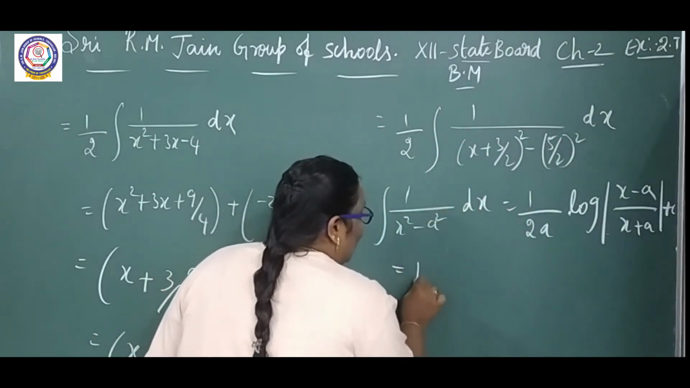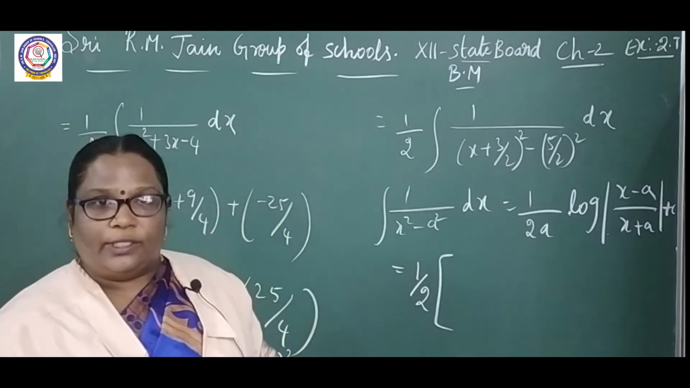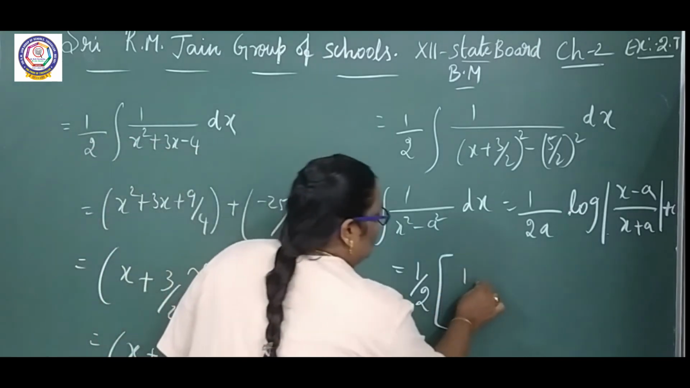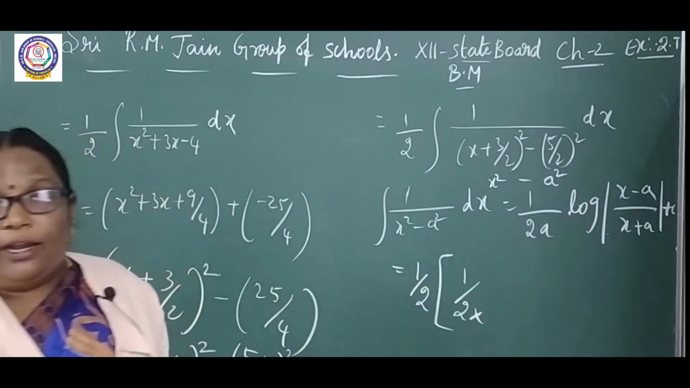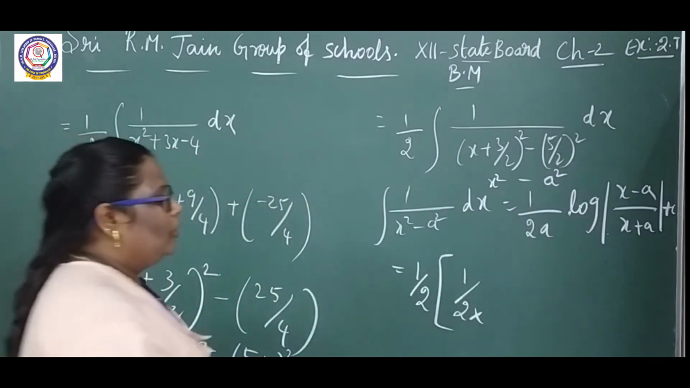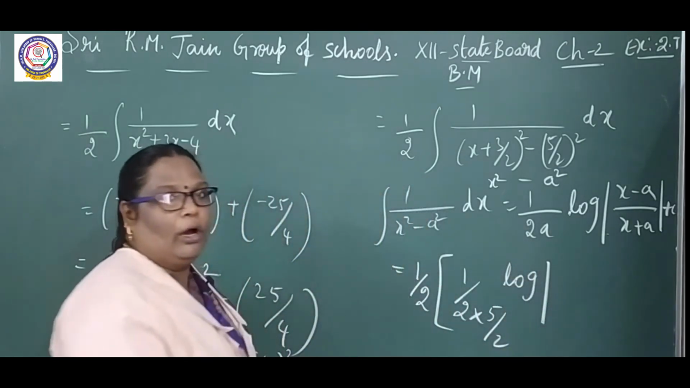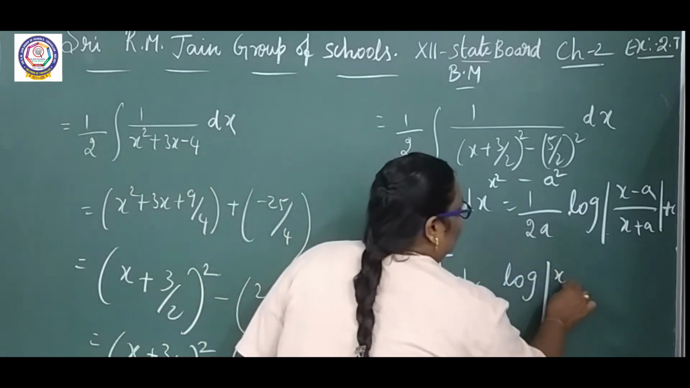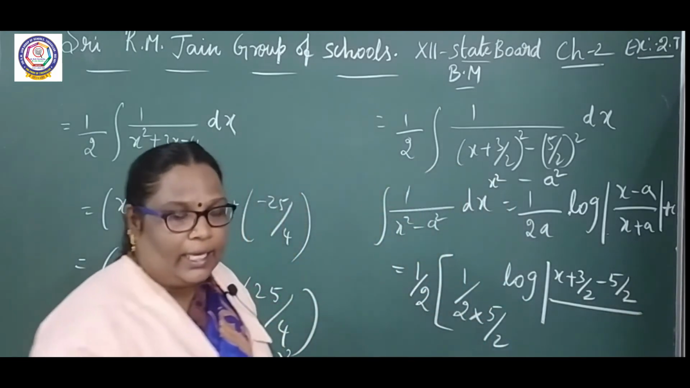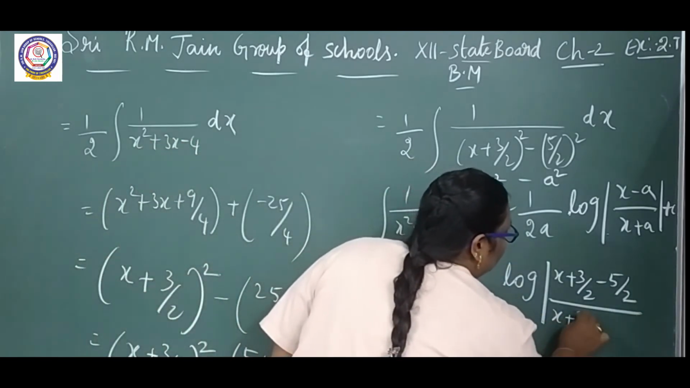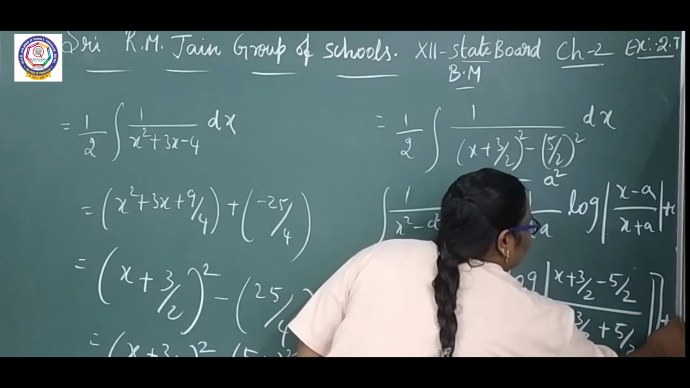It gives 1 by 2 into 1 by 2, because already 1 by 2 is there. 1 by 2 into 1 by 2 into, this is x square, this is a square. And the value of a is what? 5 by 2. 5 by 2 log of modulus of, what is x? x plus 3 by 2 minus 5 by 2 by x plus 3 by 2 plus 5 by 2 plus c.